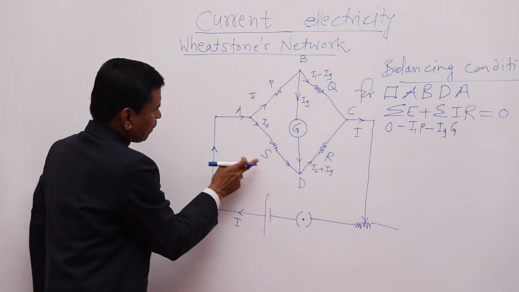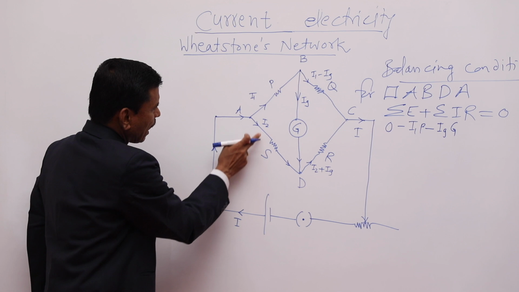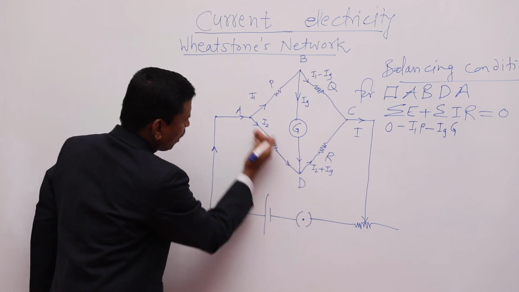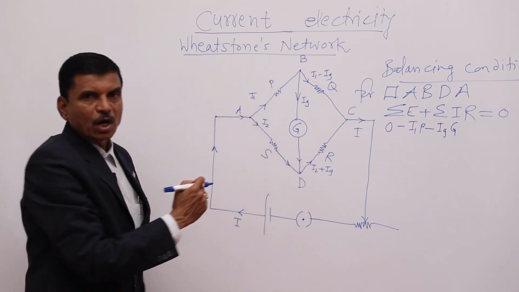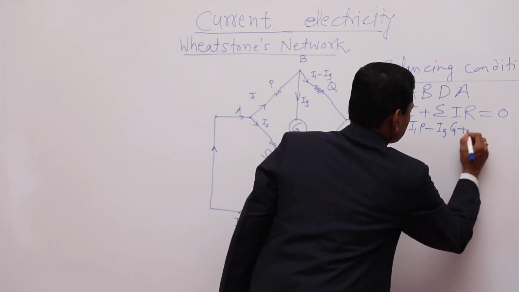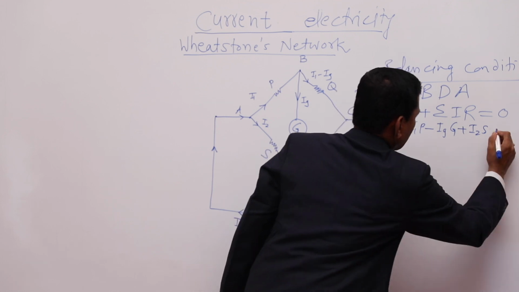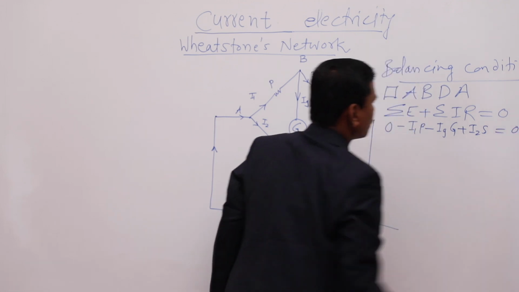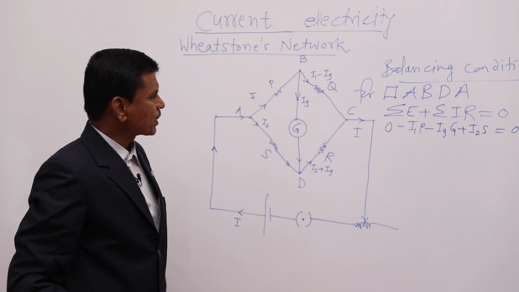From D to A, what is the potential difference? I2S, and we are traveling from D to A, opposite to the current, so it is taken as positive, and that will equal 0. So that is one equation.